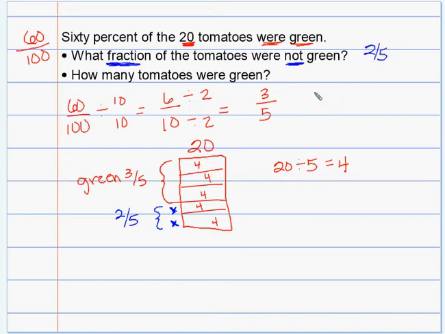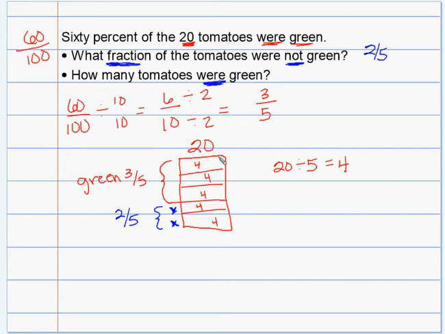Okay. Then it says how many tomatoes were green. Okay, and I took this problem right out of the book, so this is exactly the type of problem you're going to get. How many tomatoes were green? Okay, so I don't want the not green ones. I want the are green ones. So I'm going to go back to my red pen.